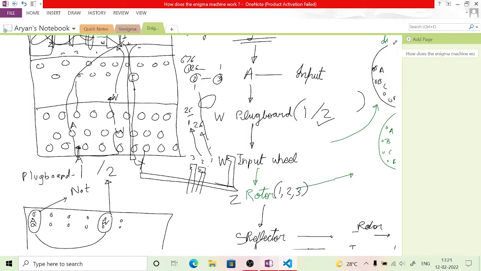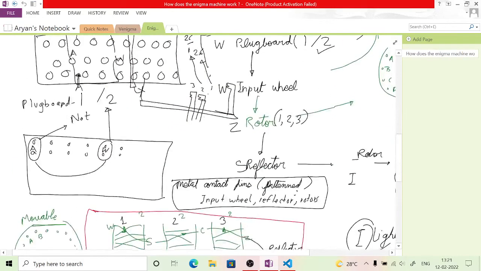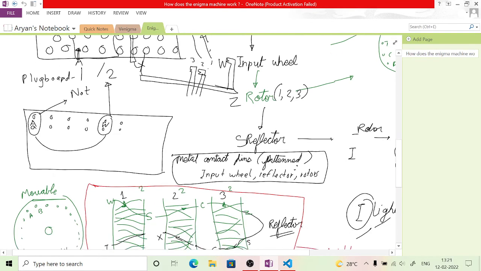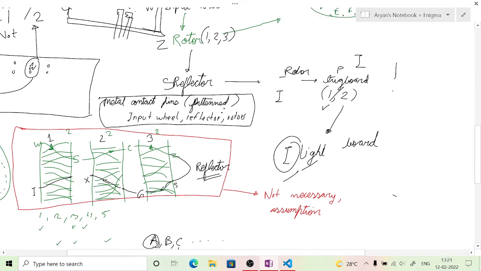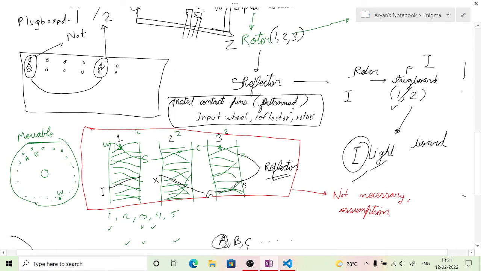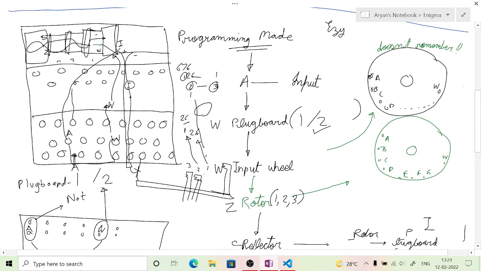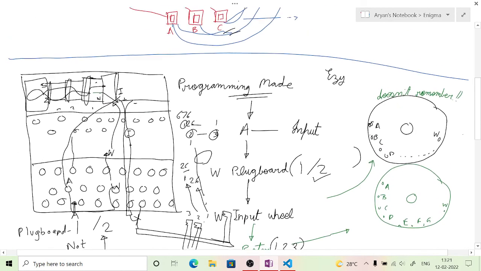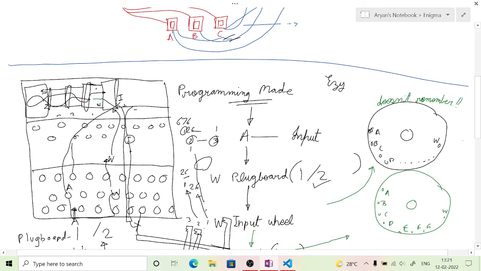As we saw in our OneNote, how it used to work in the decrypting part was that if the person has the right settings and adds I as the input, I would go to the light board, reflector, rotor series, input wheel, and we would get the output. What we got as the output in the encryption part, when we add that as the input in the decryption part, we would get the input of the encryption part.